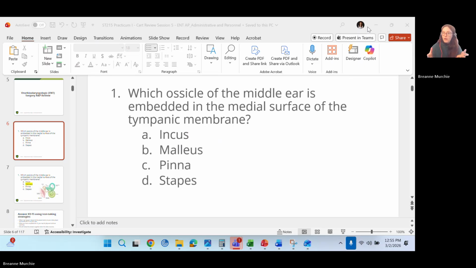I'm going to pose this question to you. Hopefully you're able to answer it in your head. If you remember how many ossicles there are in the ear, think about it. How many ossicles are in the middle ear? I want you to answer it in your head. Hopefully the answer matches mine.